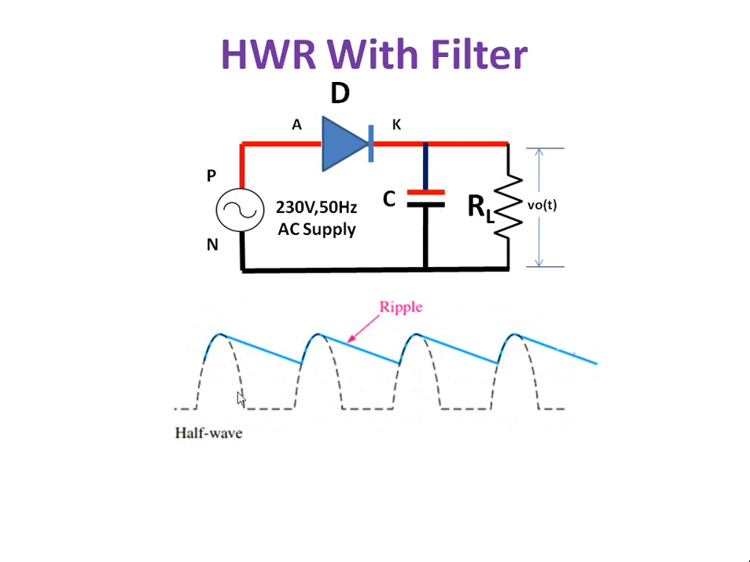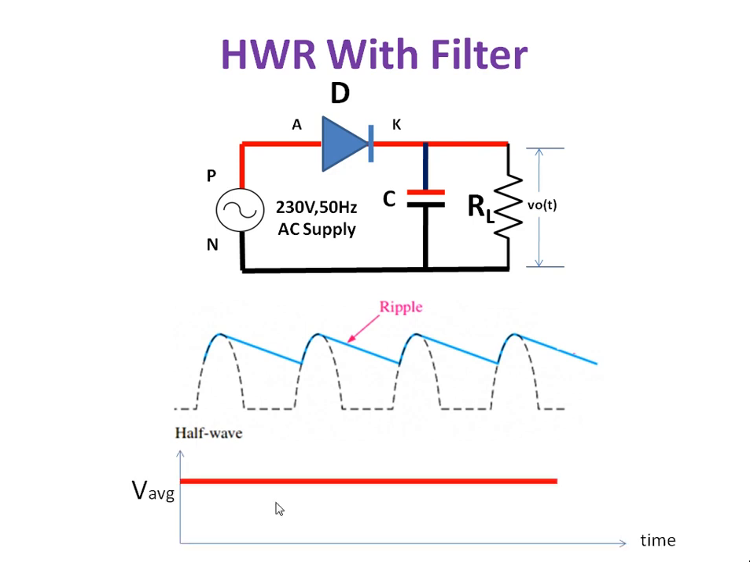So this is the waveform without the filter. If I use a capacitor, my DC voltage will become like this. This is known as ripple or ripple DC. If I tune the capacitor, I will get the pure DC value. I will get pure DC from the rectifier. So that is the purpose of the filter.